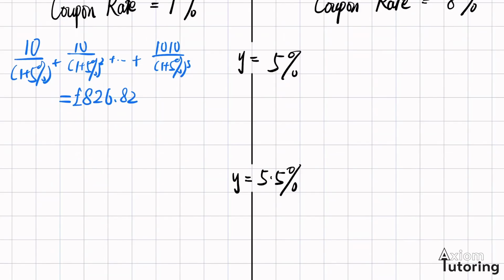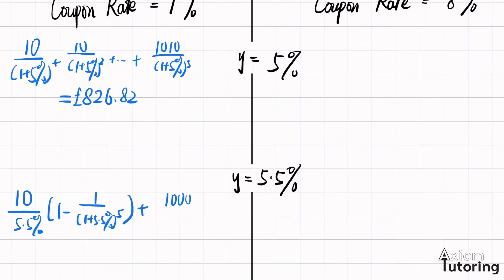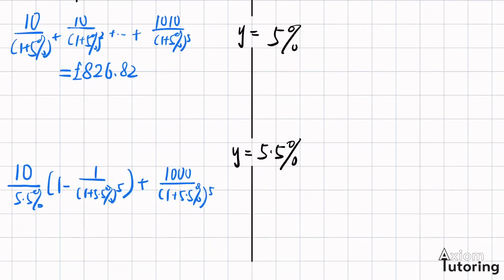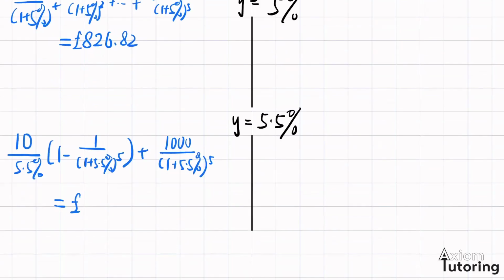Okay, so now the coupon stays the same. It's still 10, but divided by 5.5%. Okay, and then 1 minus 1 over 1 plus 5.5% to the power of 5, and add the face value here. Okay, in this case, this is only going to be 1,000, not 1,010. Be careful. So 1 plus 5.5% to the power of 5. Again, if you plug in these numbers to your calculator, you should get a price of £807.84. So as we can see, this new price is lower because the yield is higher now.